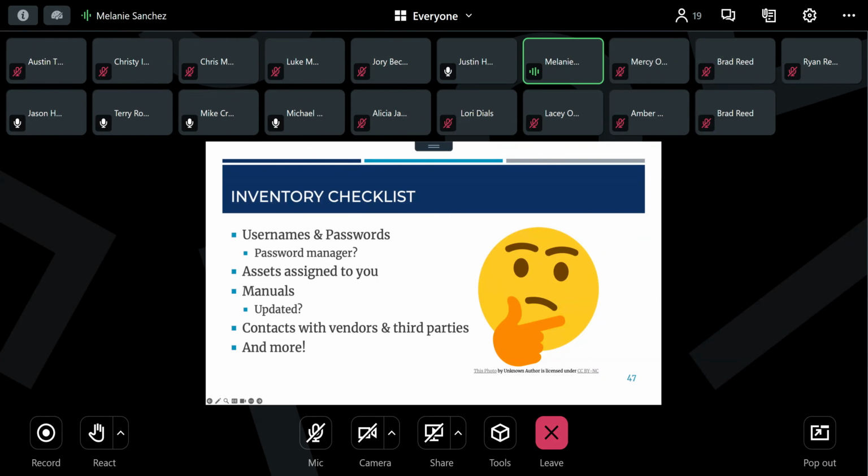Things to check before someone leaves. This is kind of a little bit in the weeds, but it's really important. Usernames and passwords. So first and foremost, right, account access. You want to make sure that you have a list of usernames and passwords. You want to safeguard that sensitive information and pass it on to authorized personnel.